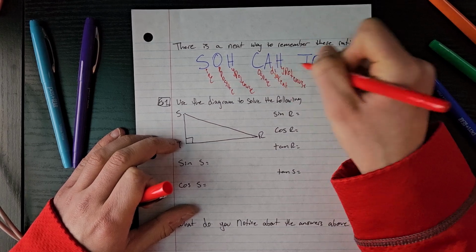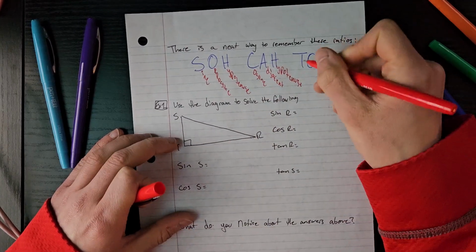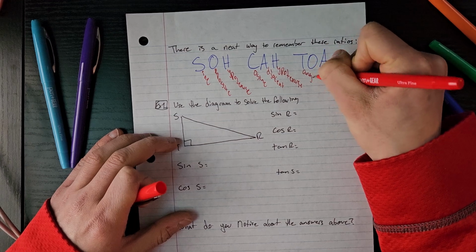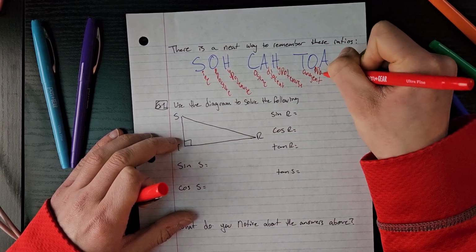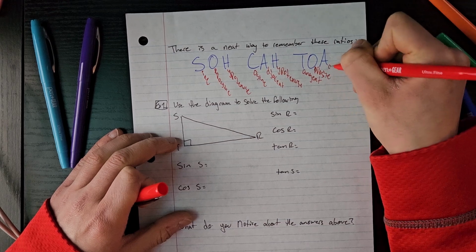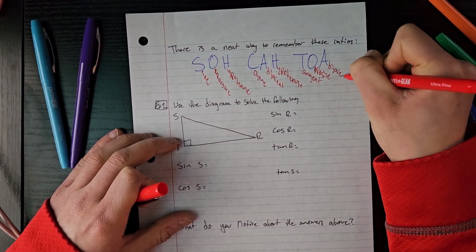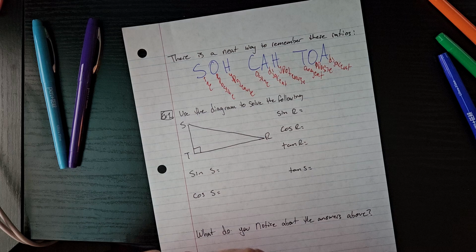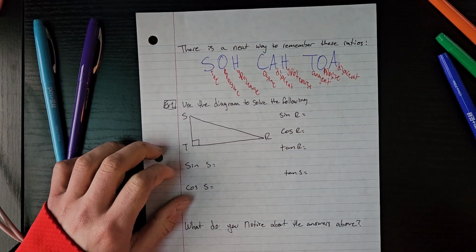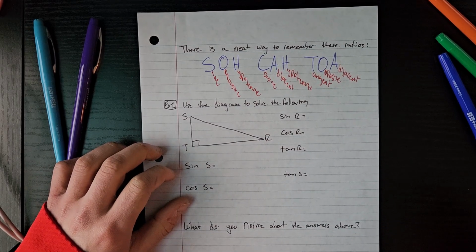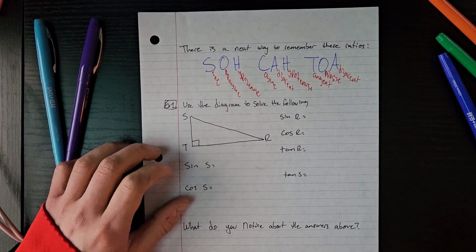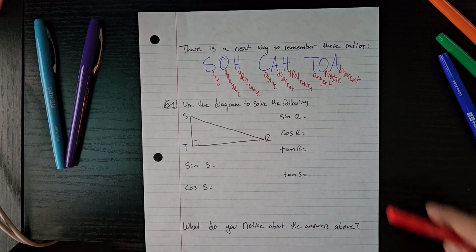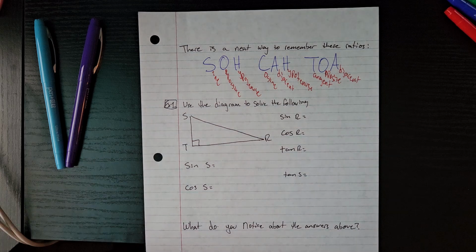Oh, would you look at that? That is our cosine ratio. And then I think we are getting the picture here. TOA is going to be our tangent ratio. So sine is opposite over hypotenuse. Cosine is adjacent over hypotenuse. TOA: tangent is opposite over adjacent. There you go. Woo! Free bird.